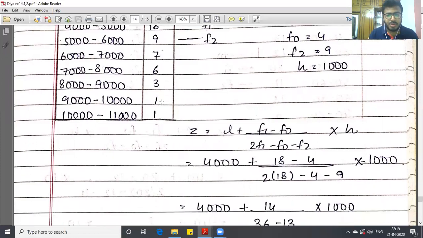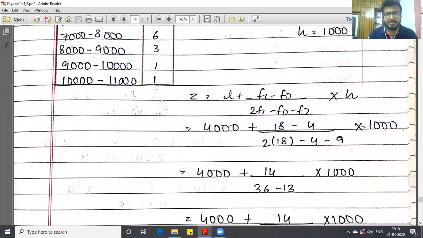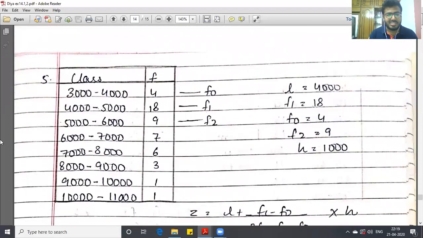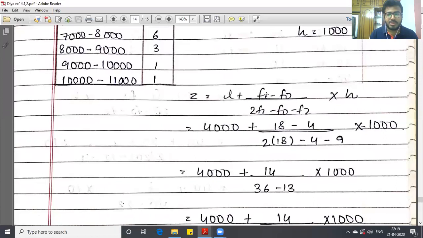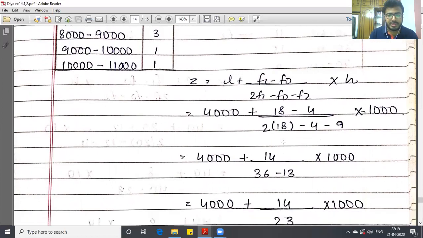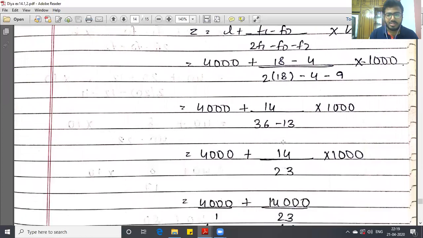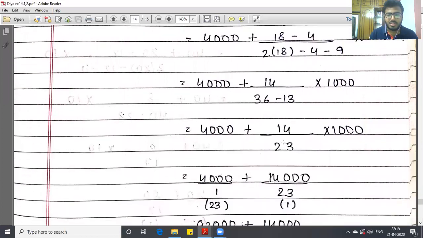Okay, now going into this one, just revise it. L value 4000, 18 is F1, F0 is 4, F2 is 9, and H is 1000. Substituting the values, Z is equal to L plus F1 minus F0 upon 2 into F1 minus F0 minus F2, into H. Substituting all the values, you have to do it in the same methodology. Just going down.